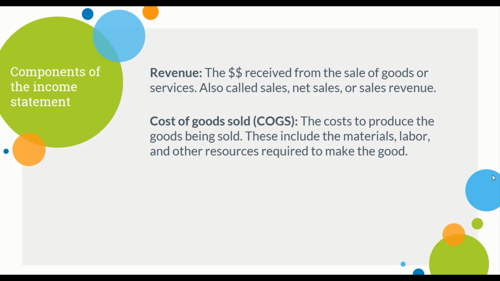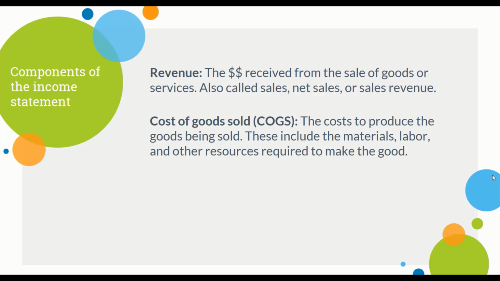So let's say that you are making a car. Well, the revenue would be all the revenue that you make from selling the car. And the cost of goods sold would be the price to buy the metal and the cloth and the cushions and the wheels and everything else to assemble and make the car. So that's what the cost of goods sold is. It's how much it costs to produce the good being sold.